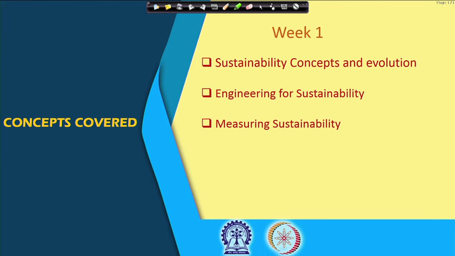As an engineer, as a scientist, as a professional, we always have to have numbers, a quantitative measurement. So, that is what we will be talking about. In a nutshell, the concepts covered this week are sustainability concepts, how the sustainability concept evolved, and the background about it, how you can use it in whatever you do, and then how to measure it, because how do we say that this particular process is more sustainable as compared to some other process?